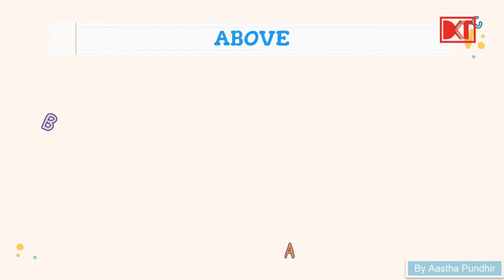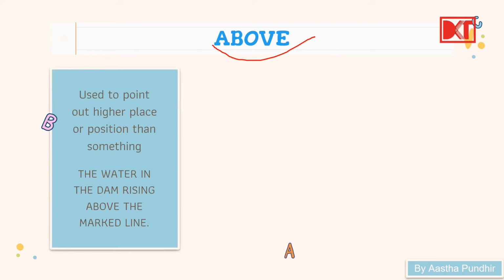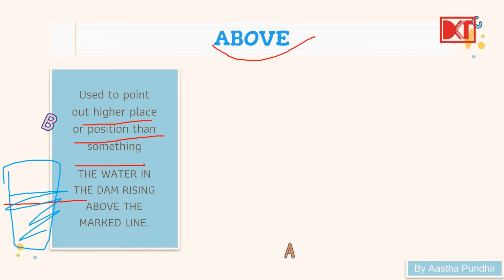So the next preposition to be understood is above. Above is used to point out higher place or position than something. Like the water in the dam rising above the marked line. For example, there is a vessel where we have the marked line in here, but the water level is rising above this marked line. So we will say the water in the dam rising above. इससे ऊपर चला गया ना? So we will say it is rising above the marked line.